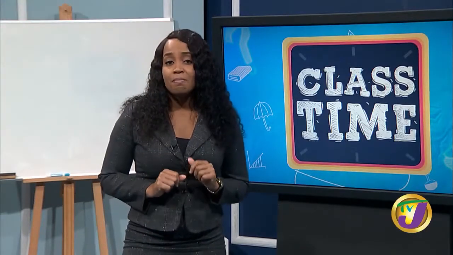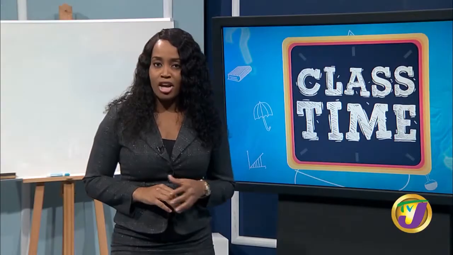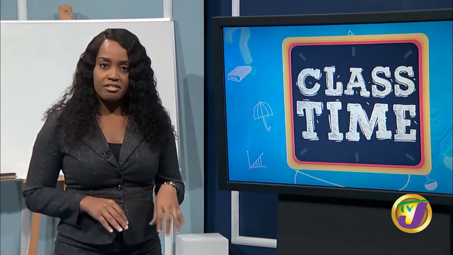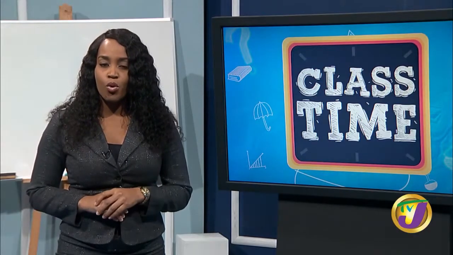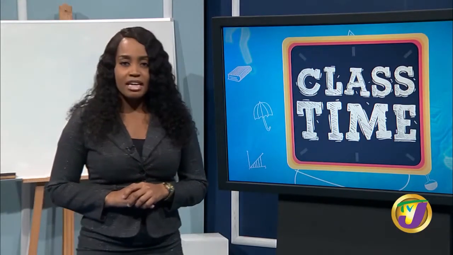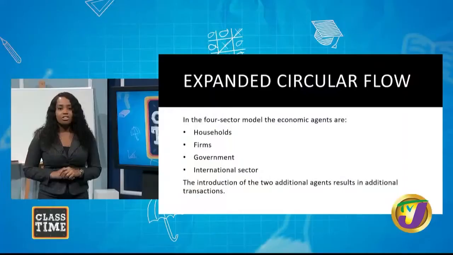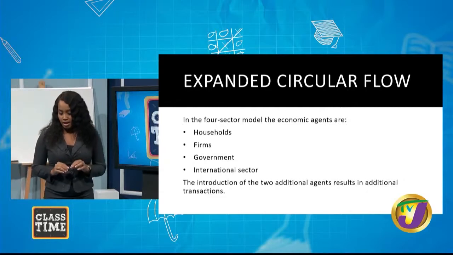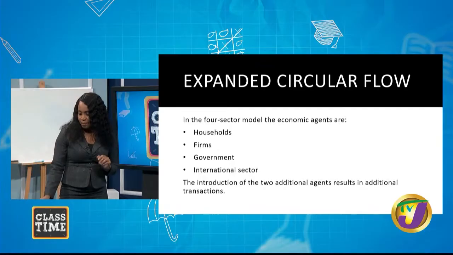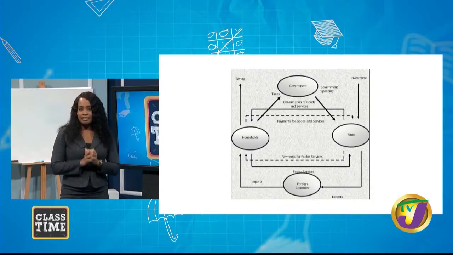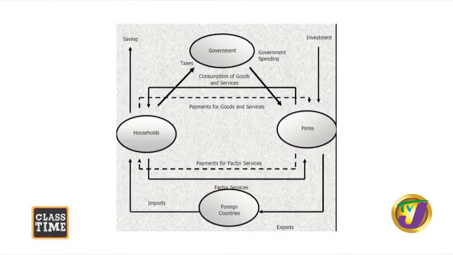Now, we want to look at the expanded circular flow model, which I mentioned earlier, that sometimes there are 4 and 5 sector models. Now, in my expanded circular flow model, what we're going to look at is the role of the foreign sector or international market, and also the role of the government. How do these sectors contribute to additional withdrawals and injections within the economy? Now, I mentioned the additional agents, and so we're going to look at it.